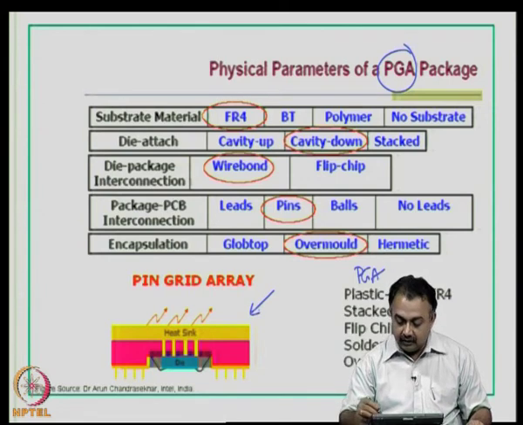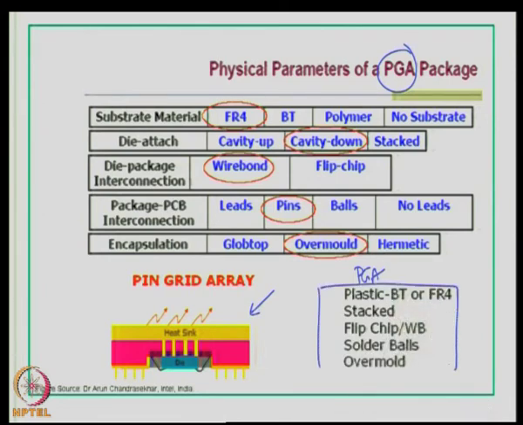Similarly, if you look at this particular clue that we have here as a quiz, if I ask you to identify from this given information, that is, there is a substrate material which is plastic, then there is a stacked die attach configuration. The third one, flip chip or wire bond could be used. For example, let us assume it is flip chip. The fourth one, package to PCB interconnection, is solder balls. The fifth one, it is an overmold. You must be able to identify what package it is.